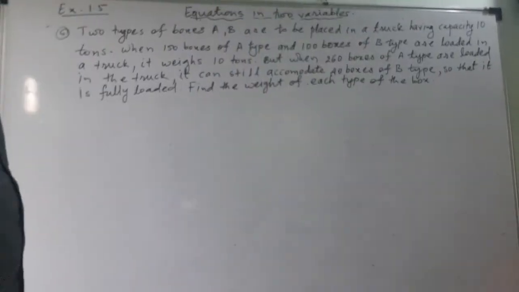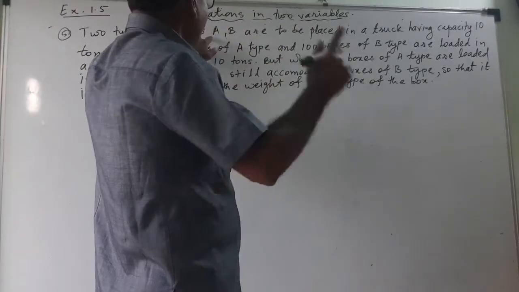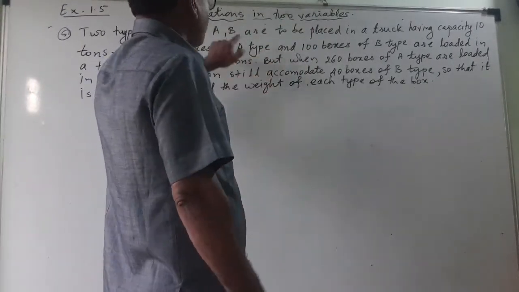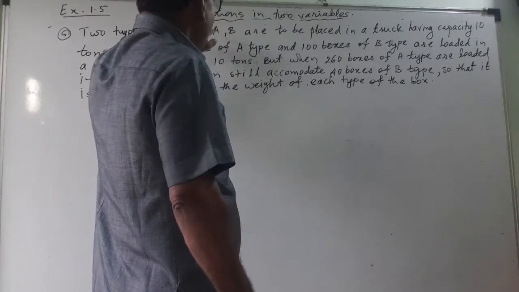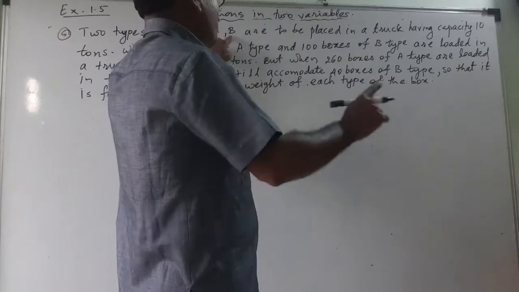So this is once again a simple question. Two types of boxes, A and B. What is the weight of each A type box? I don't know. B, I don't know. So let the weight of A type box be X kg, B type box be Y kg.